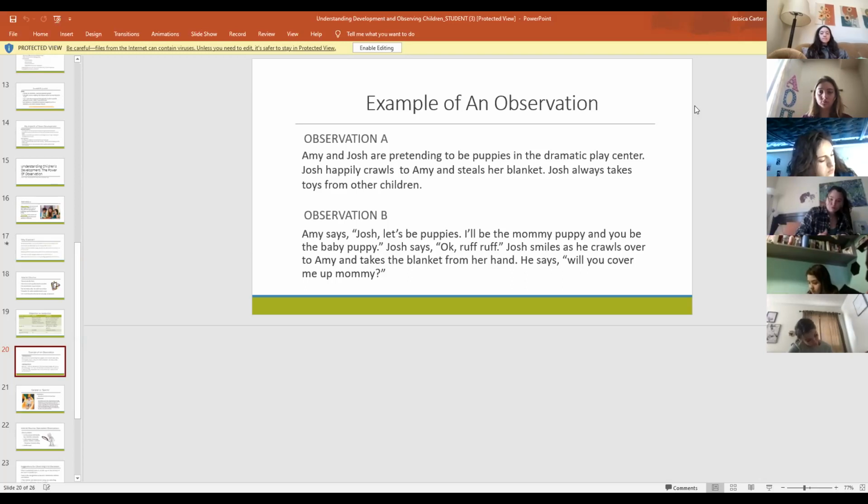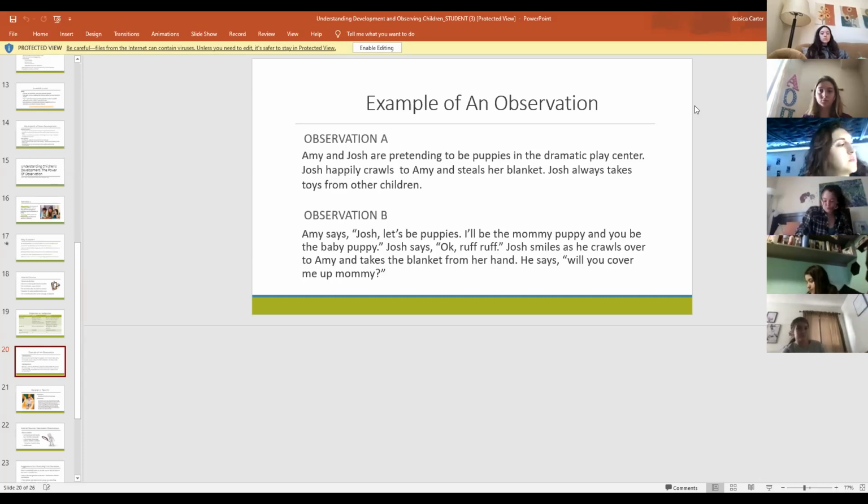And it's very subjective. It's also very negative in tone, and that's not something that I would necessarily include in an observation in general. I might, as a caregiver, be aware of the fact that Josh needs support in learning how to navigate sharing. But to say Josh always takes toys from other children, number one, is probably just not true or factual. And it doesn't necessarily serve a purpose for being included in that observation either.